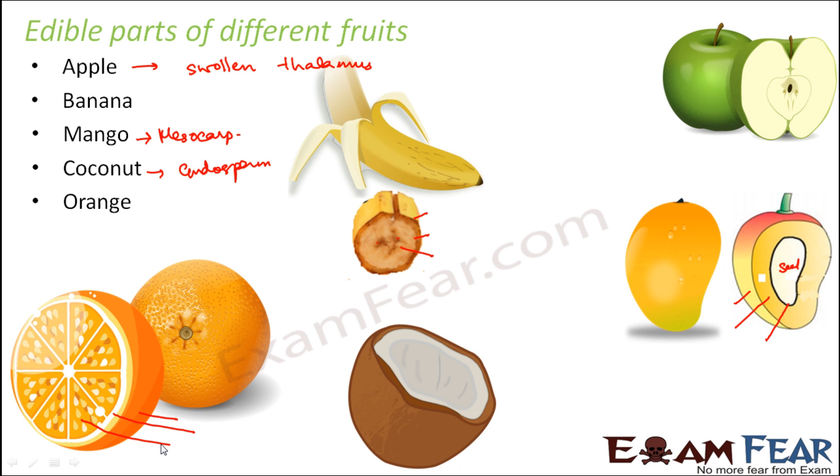So basically these three layers, exo, endo and mesocarp, are seen in all the fruits, but different fruits have different edible parts. In some, mesocarp is edible, in some the entire ovary is edible, in some the leaves are edible, so it differs from fruit to fruit.